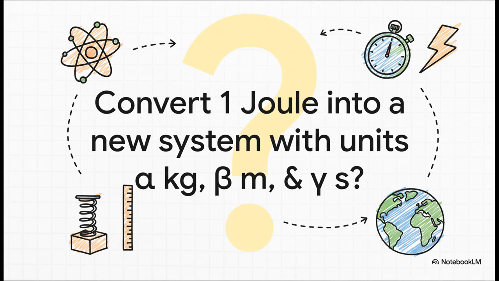Okay, time for the main event. Let's fire up our superpower and tackle a really tough problem. We need to convert 1 joule of energy, that's the standard unit, into a brand new, totally made-up system. In this weird new system, the unit of mass isn't a kilogram, it's alpha kilograms. The unit of length is beta meters, and the unit of time is gamma seconds. How on earth are we supposed to figure this out?